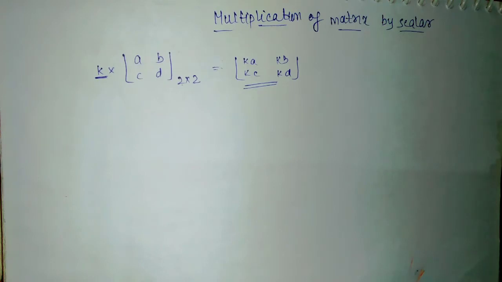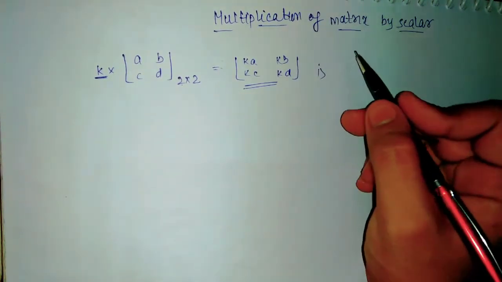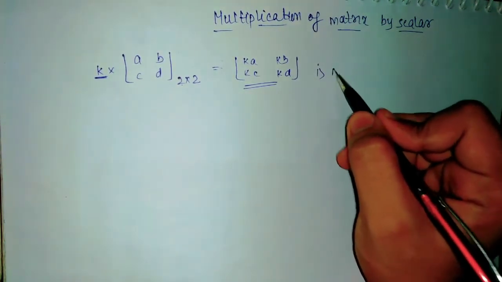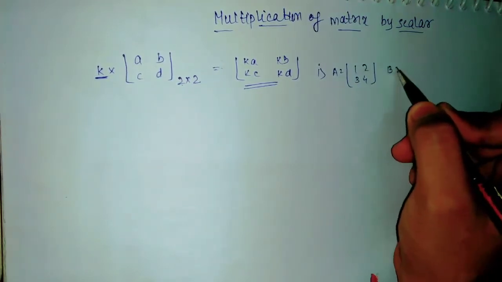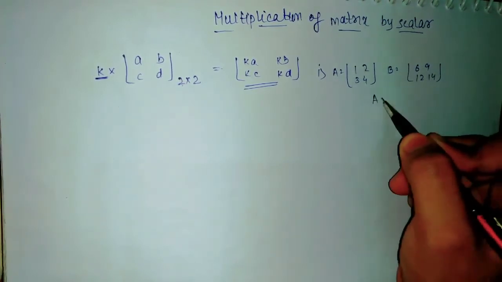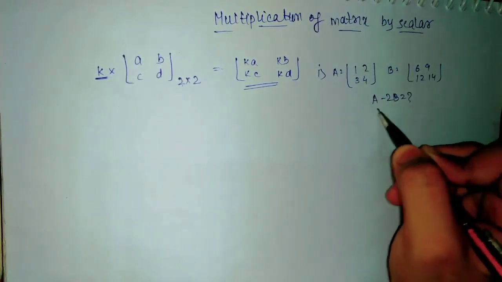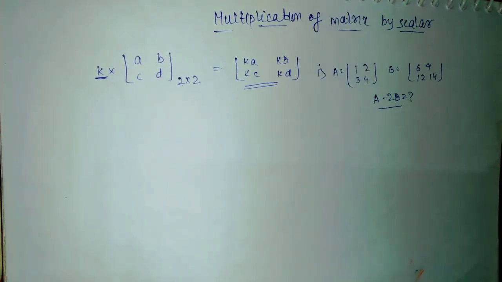What is the next topic that we can start? Okay, you can solve some questions. Let's solve the first question. Let there be a matrix A equal to 1, 2, 3, 4, and matrix B equal to 6, 9, 12, 14. Then find A minus 2B. Basically, the questions can be like this and nothing more. There is not much scope in this.